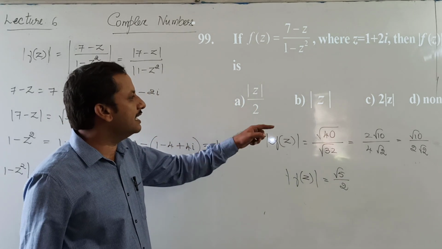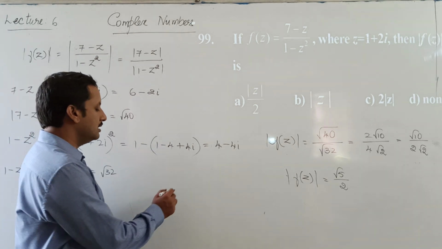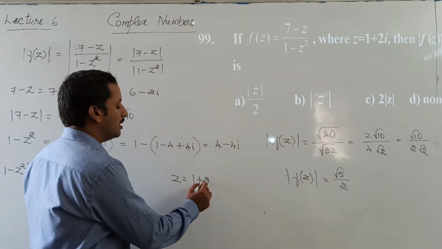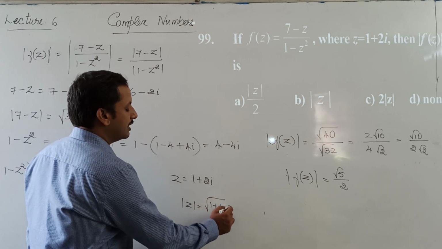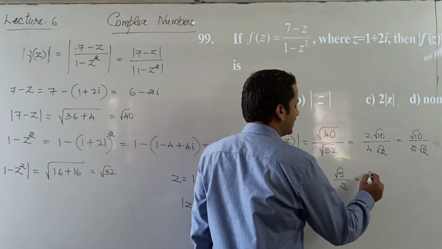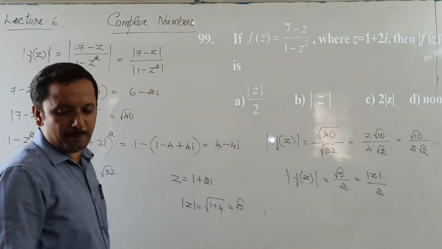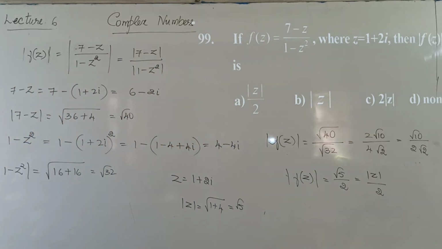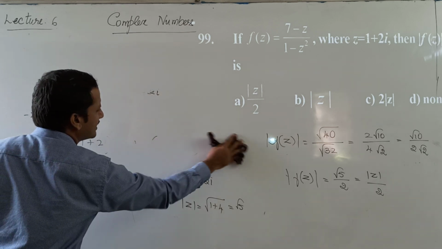But we want the answer in terms of mod z. What is the value of mod z? Z is equal to 1 plus 2i. Therefore, modulus of z is equal to root of 1 plus 4. That's equal to root 5. In place of root 5, I can substitute mod z. So the answer is mod z by 2. First option. Mod z by 2. First option is the answer.